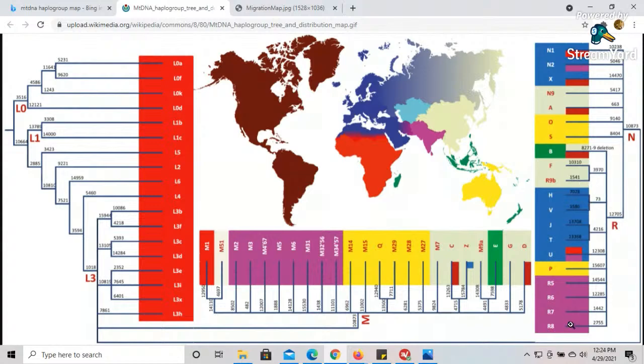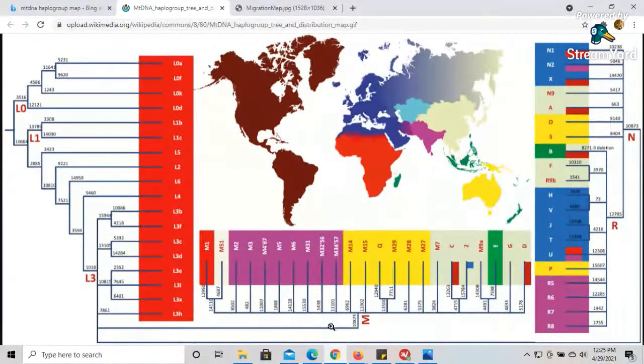But the rest of them here, you can see the H, the V, the J, the T, the U, and the R, and the F. Keep in mind this part here, and of course that's blue. It's a different color blue, but I guess they're confused, I don't know. And of course we have the L, 1, 2, 3, 4, 5, 6 here in Africa. And of course these other colors here are Asia.